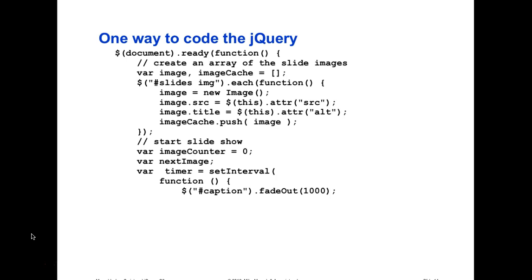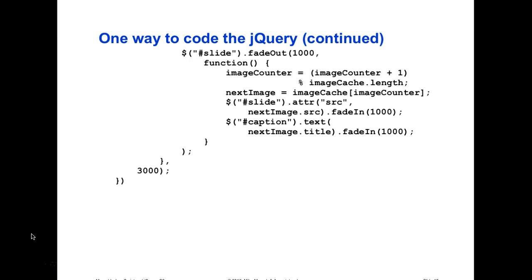Once we have this array of image caches, what we can do is start the slideshow. So in this case, we're using the setInterval, which we've also covered in JavaScript this semester, and we're going to fade out at 1 second.